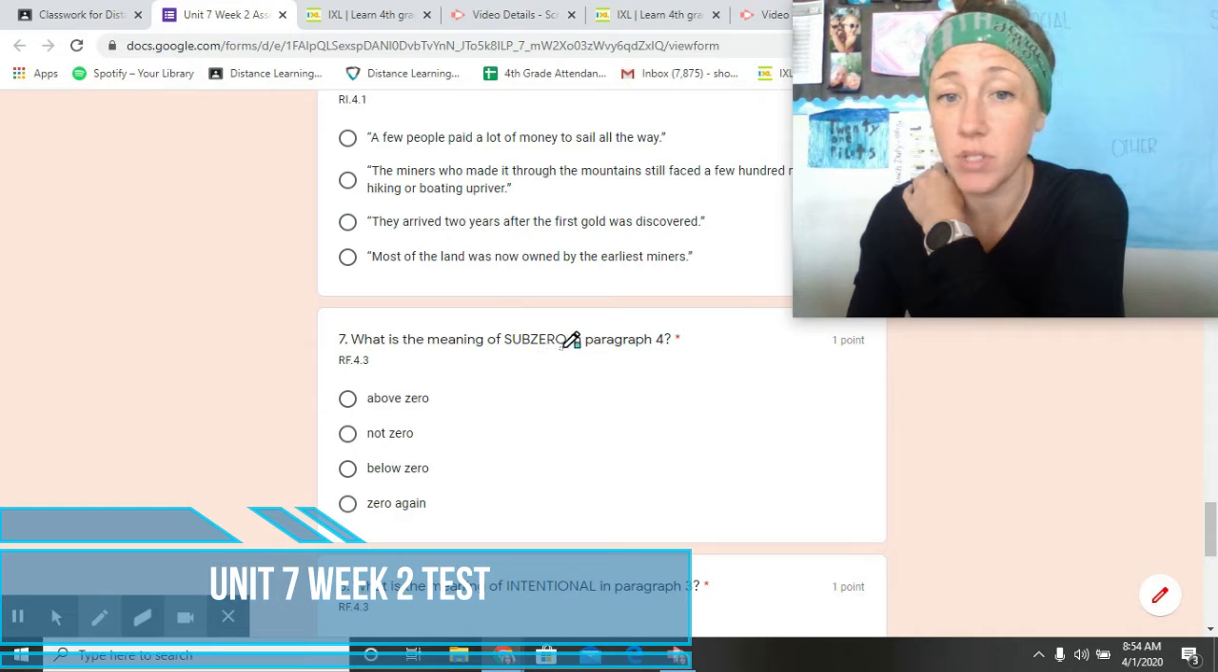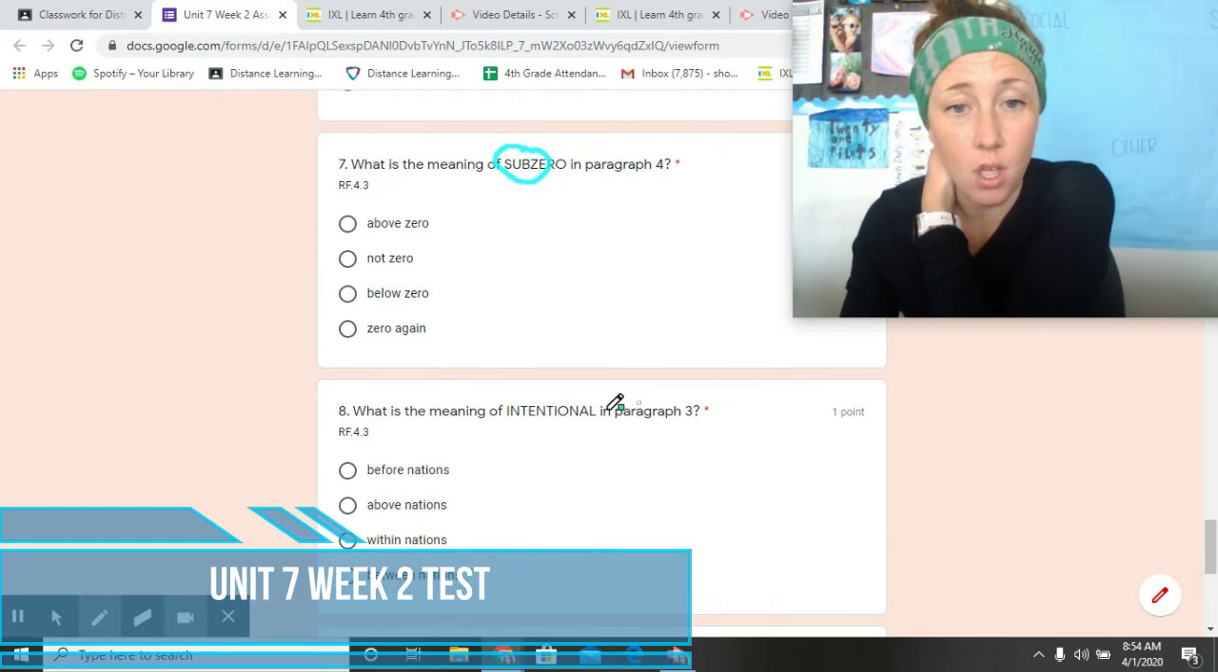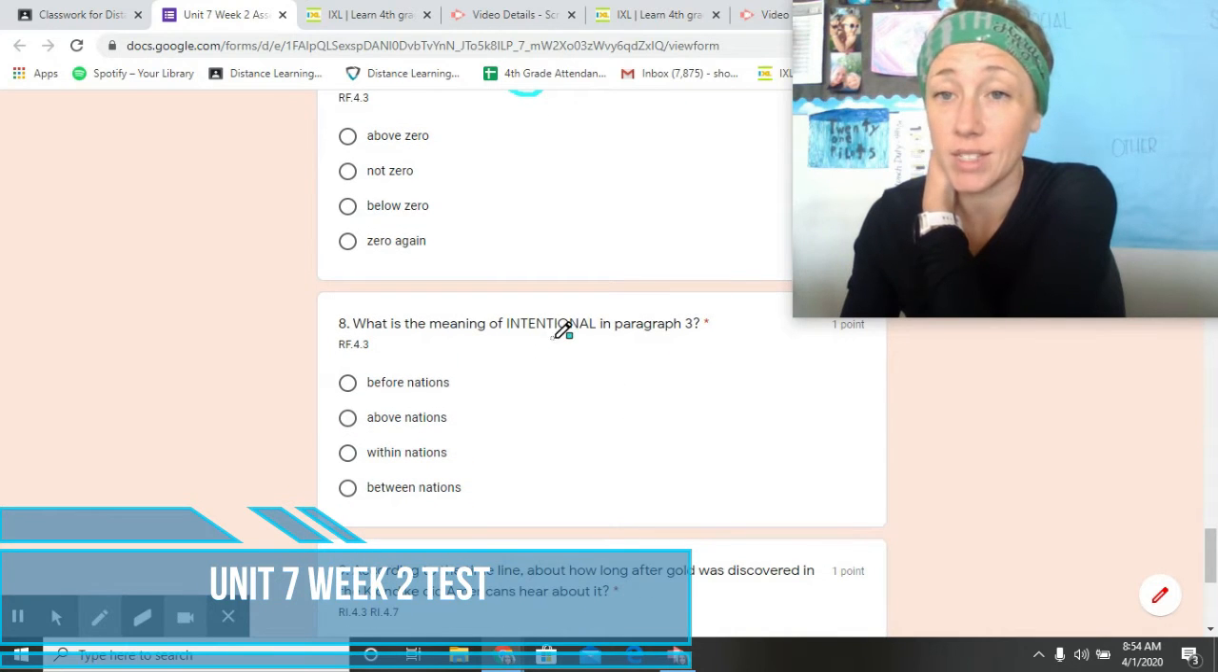What is the meaning of sub-zero in paragraph 4? That's where you're going to use synonyms. What would make sense there? And it also has one of the prefixes that we talked about this week. So what does that prefix mean? And what is the meaning of intentional in paragraph 3? So that's another prefix one. Intentional. What words can you shove in there? So it's before, above, within, between.